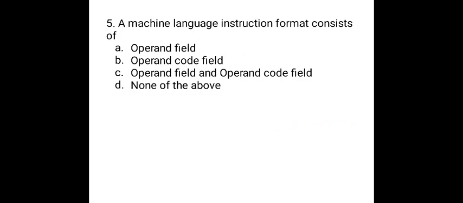Let's have the last MCQ. The question is: a machine language instruction format consists of what? Option A, operand field; option B, operand code field; option C, operand field and operand code field; option D, none of the above. The answer is that the machine language instruction format consists of the op field, that is opcode, as well as the operand field.